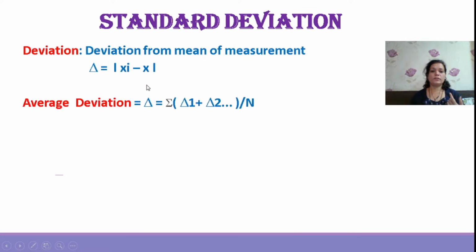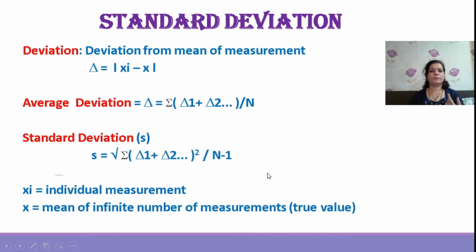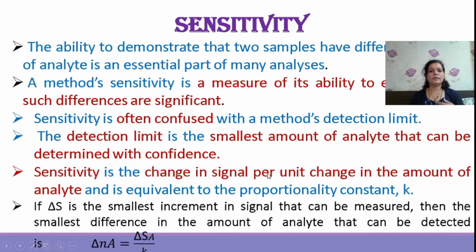So you have to find out the difference between them. Average deviation is the summation of deviations divided by the number of observations, whereas standard deviation is the square root of the summation of squares of deviation divided by one less than the number of observations. This is the example I have given.